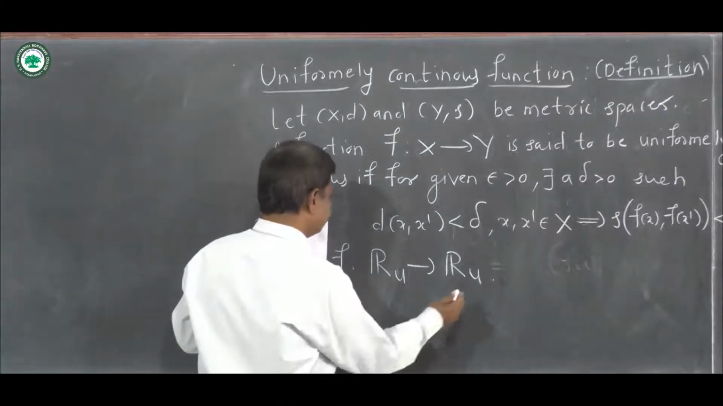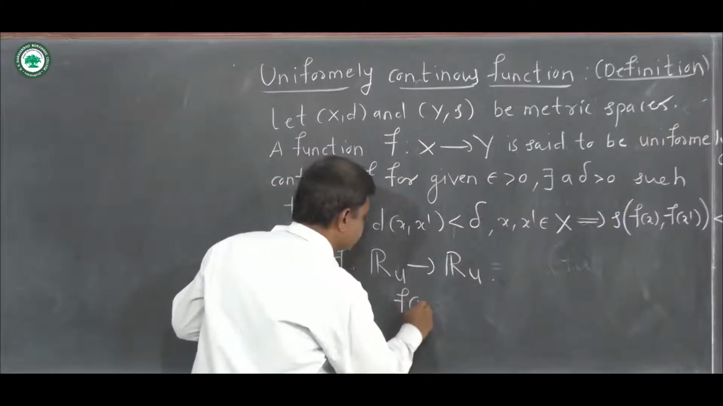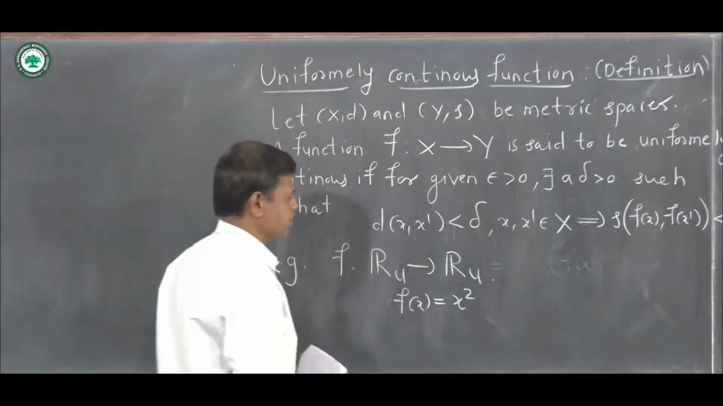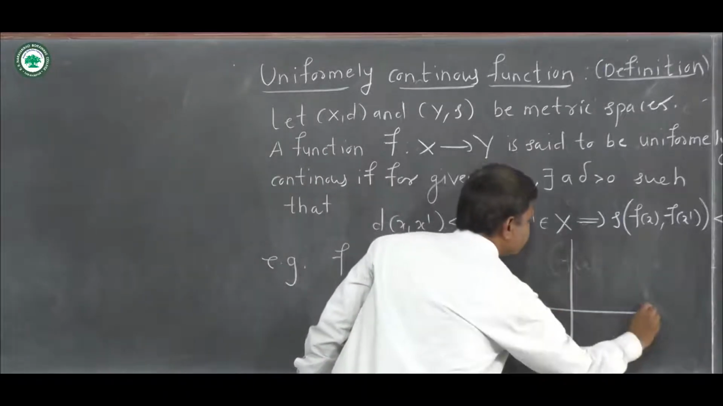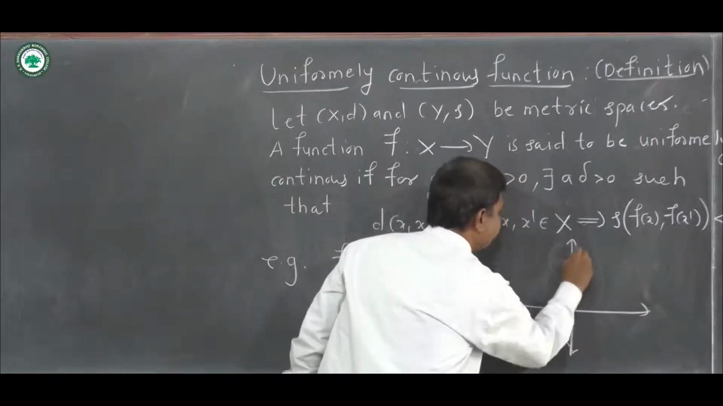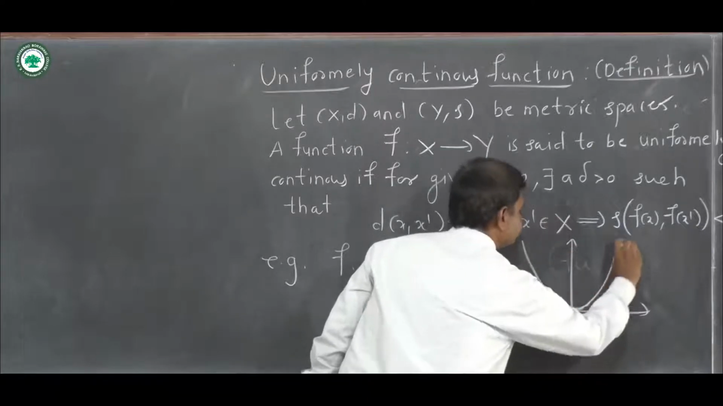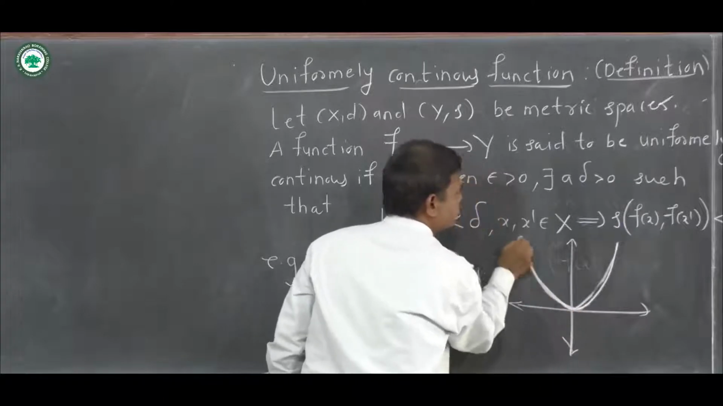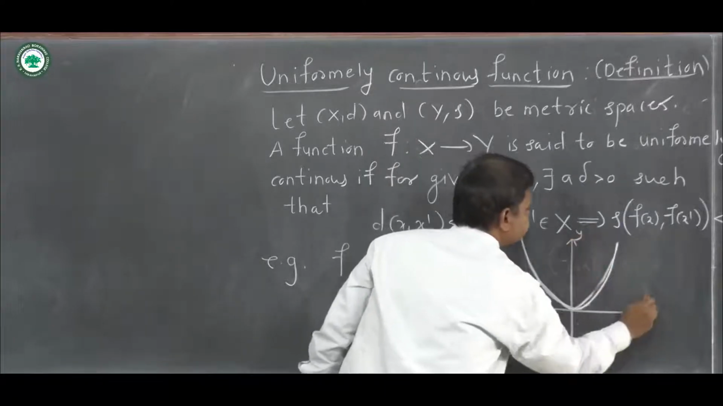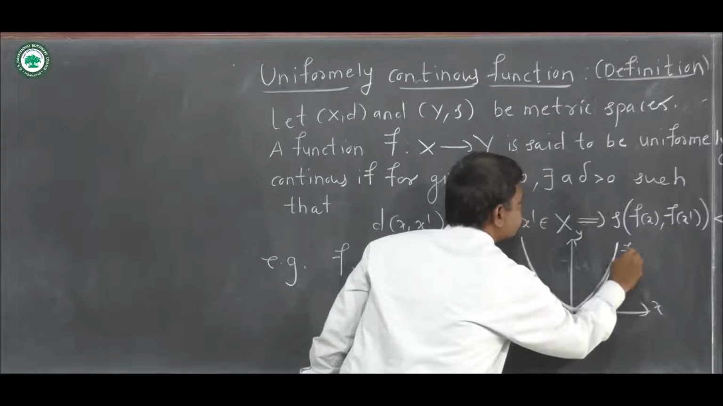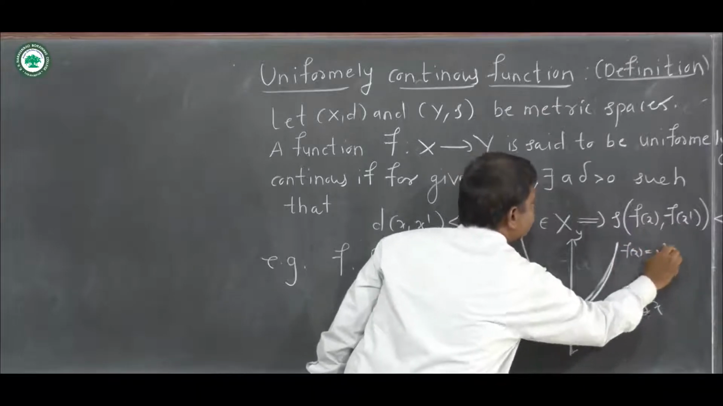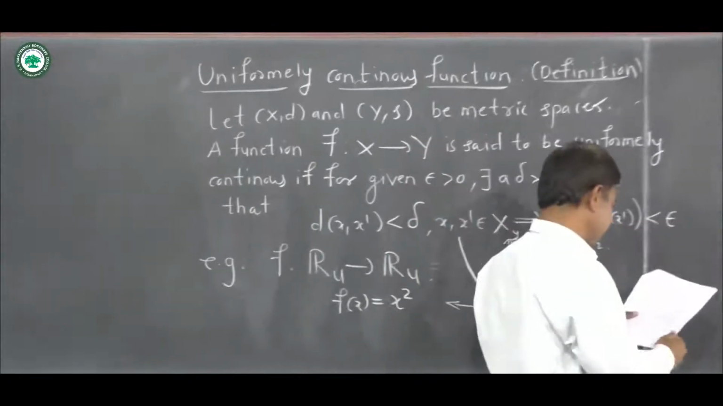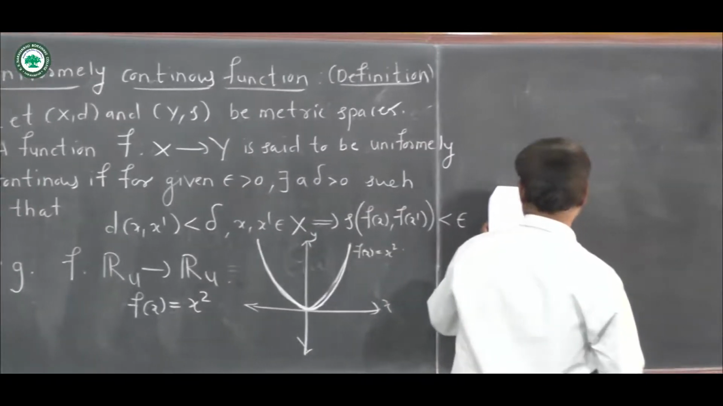Now the function here is f of x equal to x. This function is continuous. The graph of this function is this one. So this is the graph of the function f of x equal to x square. Now function f is continuous, but this function is not uniformly continuous.